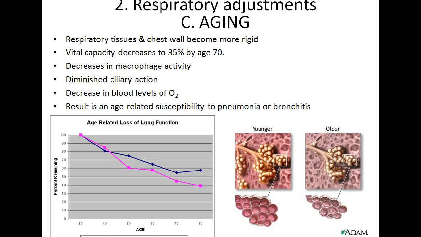Another influence on respiratory adjustments is aging. Respiratory tissues and chest walls do become more rigid and stiff with time. Our vital capacity decreases. Macrophages become less active. Those tiny little hairs on the edge of the cells called cilia, those reduce in their action. And we have a general overall decrease in levels of blood oxygen. So because of this, we might get more susceptible to conditions like pneumonia or bronchitis as we age.